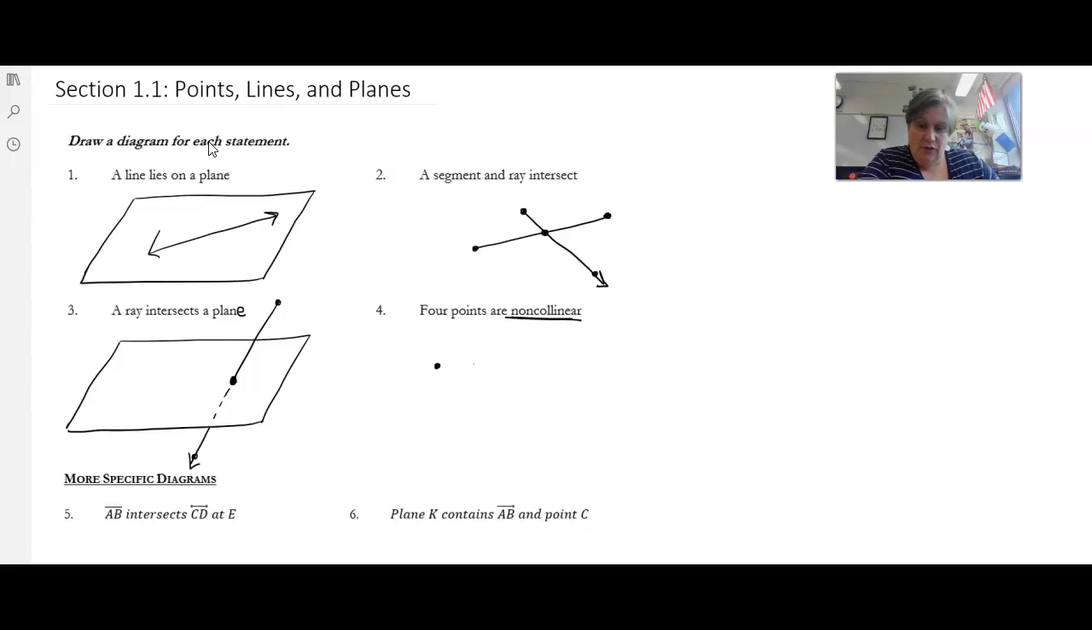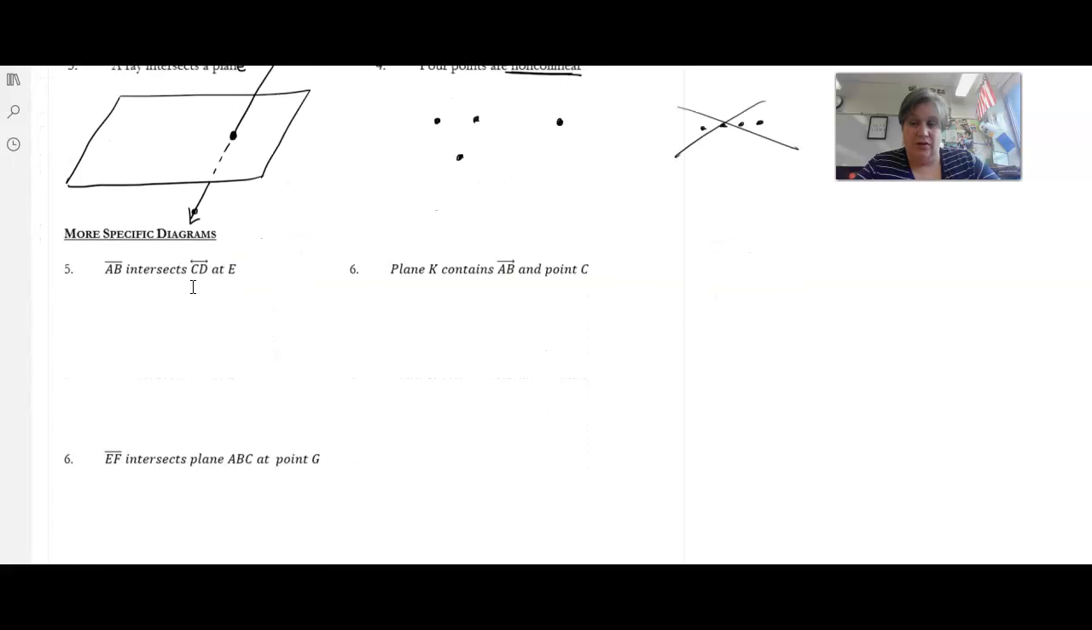So I'm just going to draw 4 points that are not on the same line. That works. The only thing that will not work is putting 4 points in a straight line. That one's wrong. But any other way that you can draw 4 points around and they're not in the same line, it works. Okay, so these were 4 basic examples where I didn't include letters and I didn't name things. But now we're going to have to do more specific diagrams.